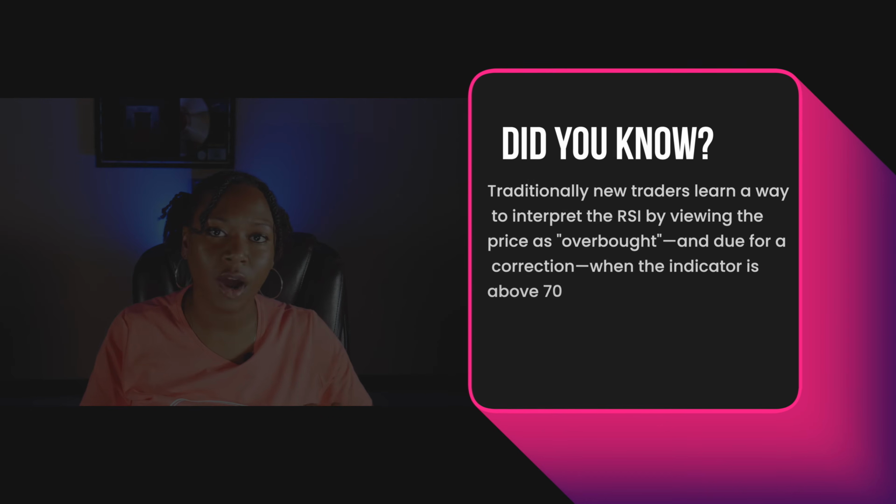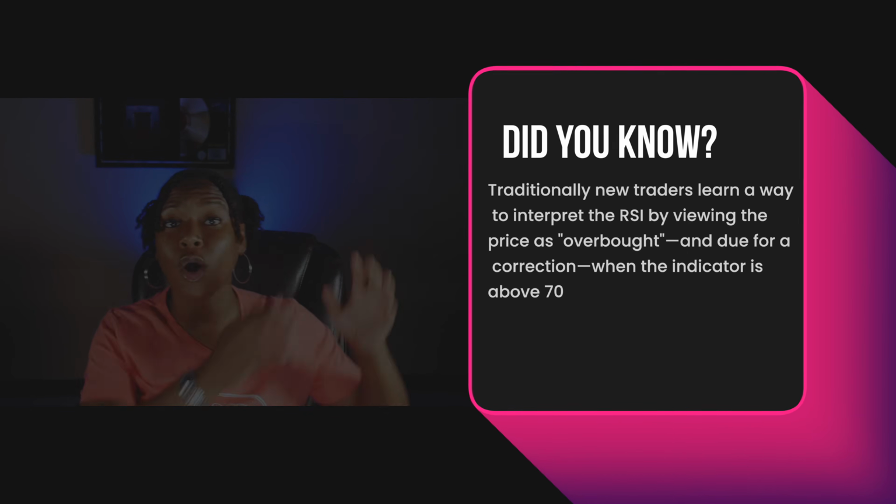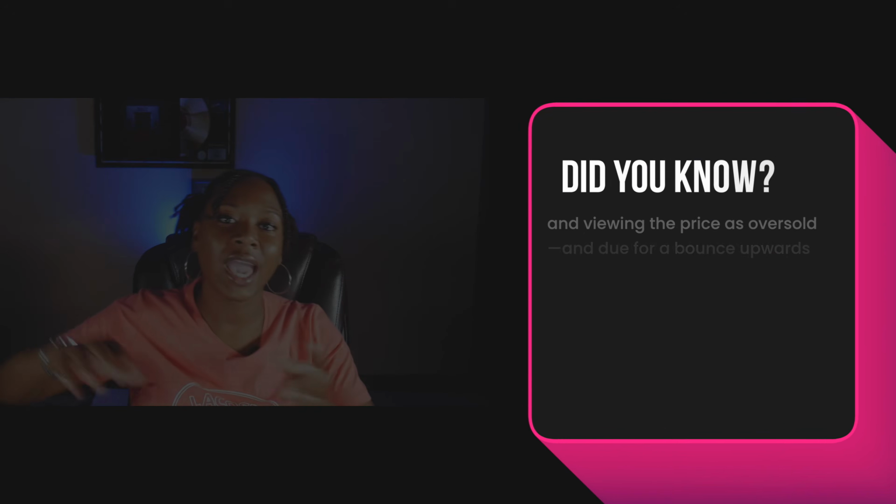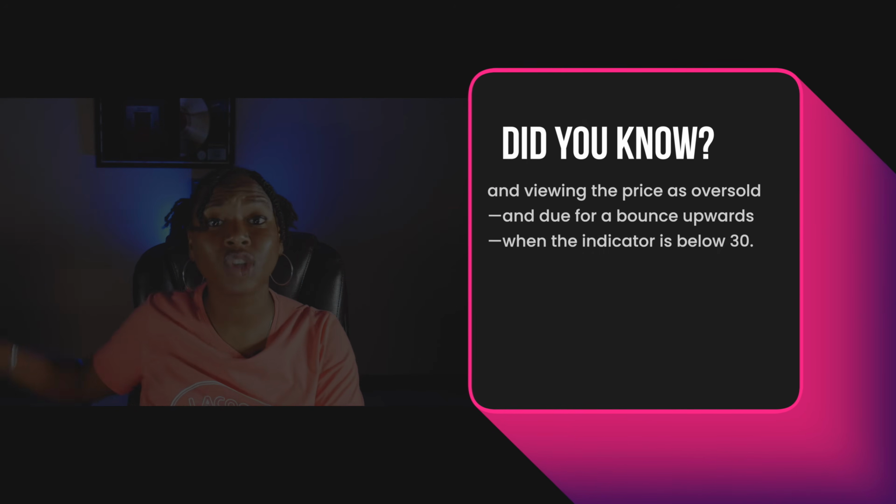But with that being said, how do we actually use the RSI indicator? Traditionally, new traders learn to interpret the RSI by viewing the price as overbought and due for a correction when the indicator is above 70, and they see the price as oversold and due for a bounce back upwards when the indicator is below 30.